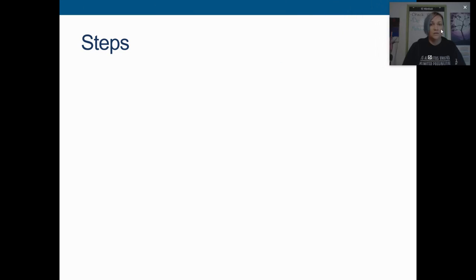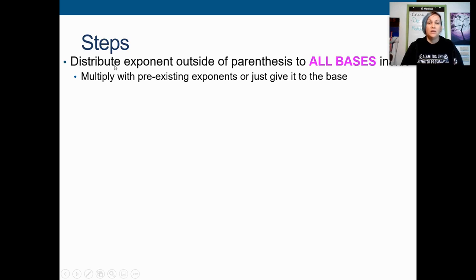So on this slide, I'm going to go over all of the steps that you need to take to solve a problem and what order they need to be done in. So our first step, if you see any exponents outside of a parentheses, you have to distribute them to all of the bases inside. You definitely want to write this first sentence. The second sentence is extra information, so if you don't want to write the second sentence, that's okay. We're distributing the exponent outside the parentheses to all the bases inside, and that has to be done first. If there are no exponents outside of parentheses, then you skip that step.